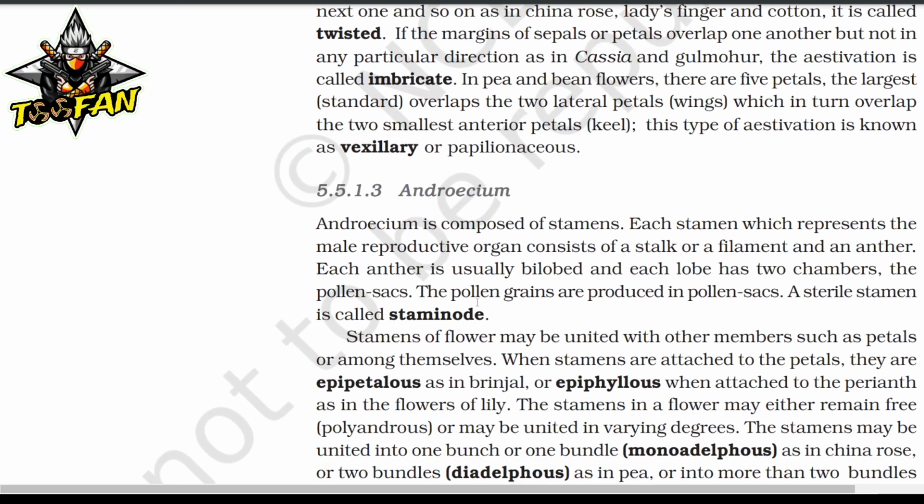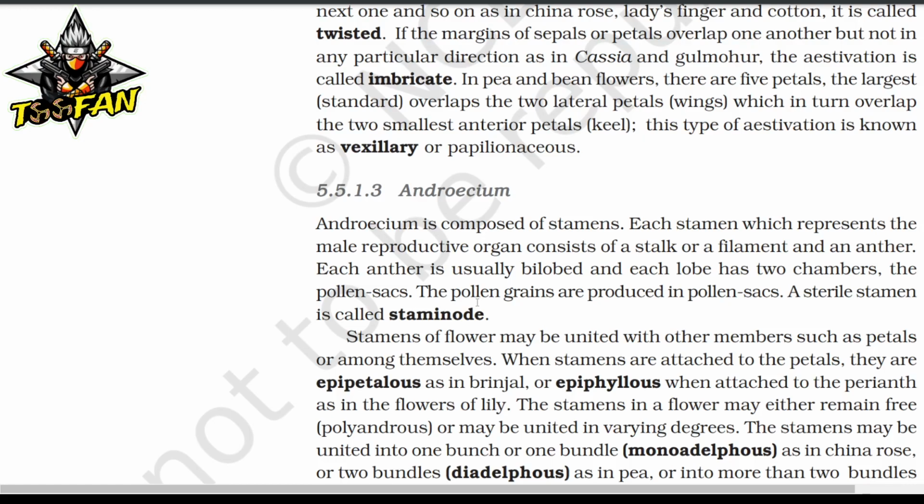Now, androecium. Androecium is composed of stamens. Each stamen, which represents the male reproductive organ, consists of a stalk or a filament and an anther. Each anther is usually bilobed, and each lobe has 2 chambers, the pollen sacs. The pollen grains are produced in pollen sacs. A sterile stamen is called staminode.